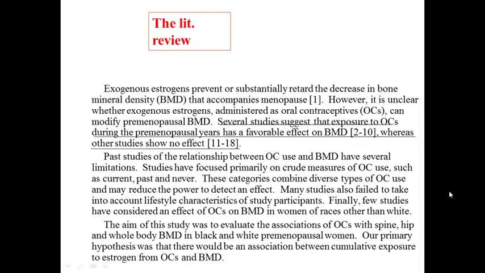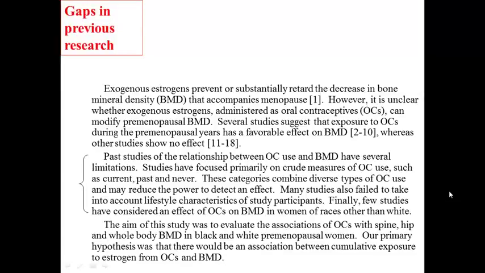So several studies suggest that using oral contraceptives during the premenopausal years helps your bone density, whereas other studies have shown no effect. Notice that there's a summary here of about 17 different studies, and there's no details about those individual studies. It's a high-level summary, just kind of giving you the scope of the literature. A lot of studies show some positive benefits, some show no effect.